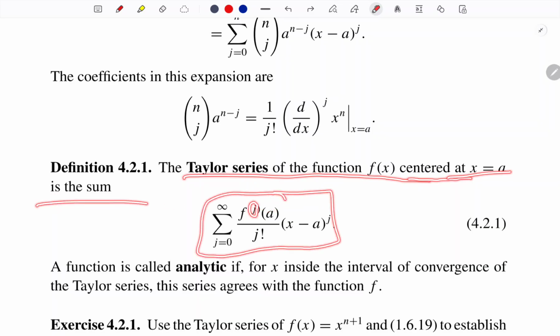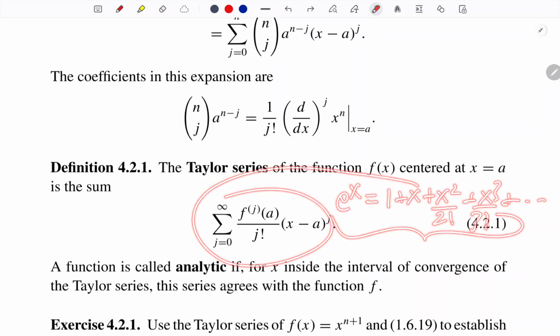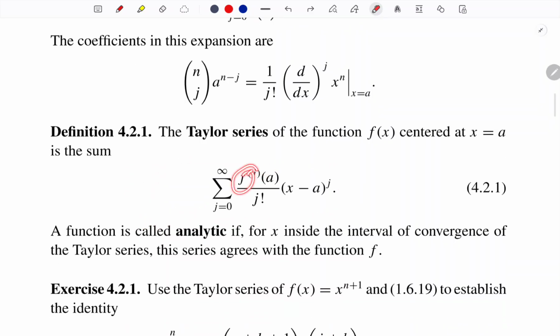Okay, so this represents the jth derivative. Guys, do you remember that in the expansion of e to the x, I told you that it was 1 plus x plus x squared over 2 factorial plus x cubed over 3 factorial, and this is what we are talking about. This is f of x, right? This represents the derivative of that function at the jth time.